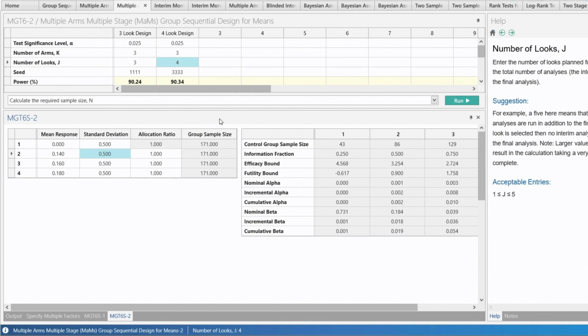So as mentioned, if we were to drop the 0.14 response arm at any interim analysis, the overall type 1 error of 0.025 would still be controlled under the Dunnett test methodology, but the power may be decreased slightly. However, since this arm is expected to not be the best arm, it's unlikely that that power decrease will be very significant.